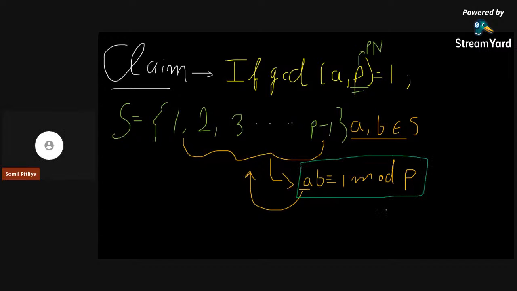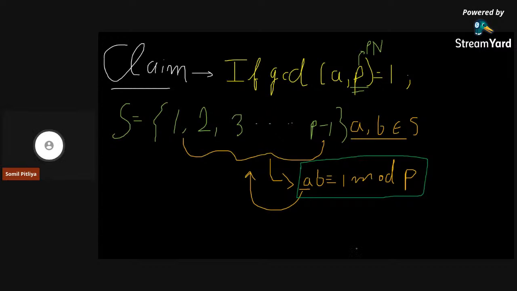So what can I say about this? How can I say that the inverse always exists and is unique? First of all, I am making another claim: none of the numbers in the set S is divisible by p.